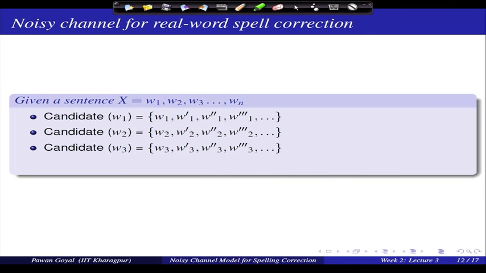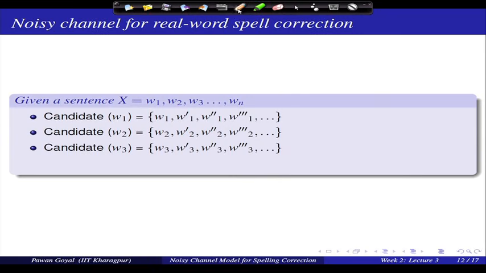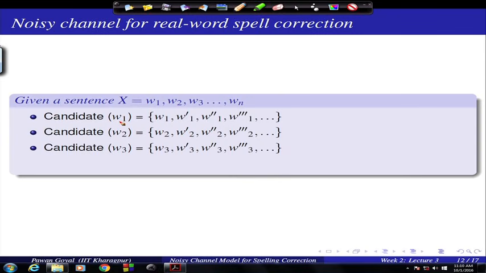What I will do, for each of the individual words, I will try to find out what the possible candidates are that might be the correct word. And there I should not forget to include the word itself, because this might be a correct word also. So for the word W1, candidates are W1 or some word W1 prime, W1 double prime, W1 triple prime, and so on. They are possible candidates for correction. W2 again, the word W2 and other candidates, same with W3.